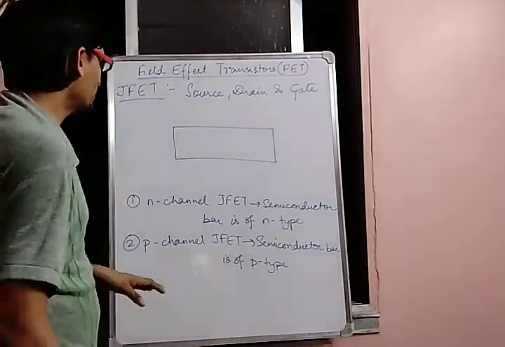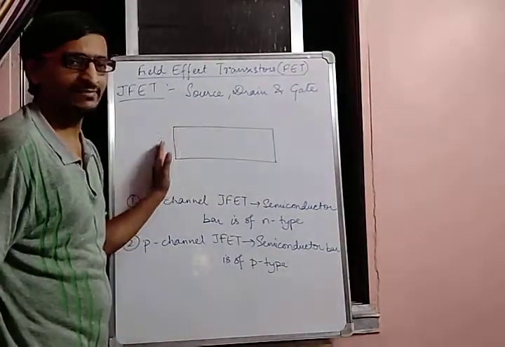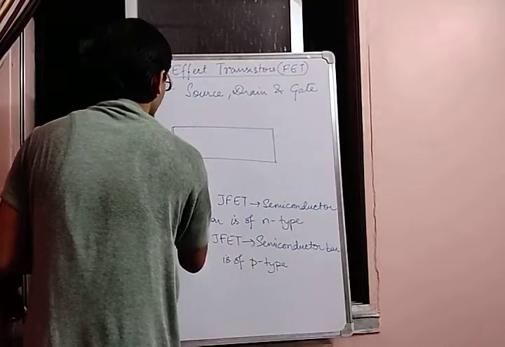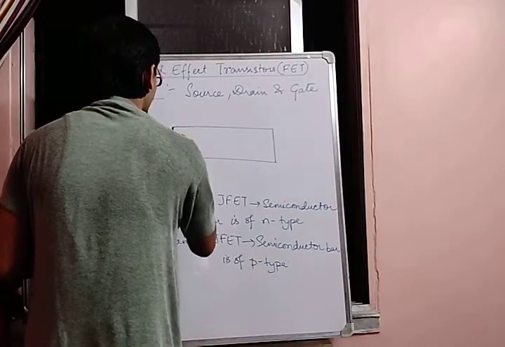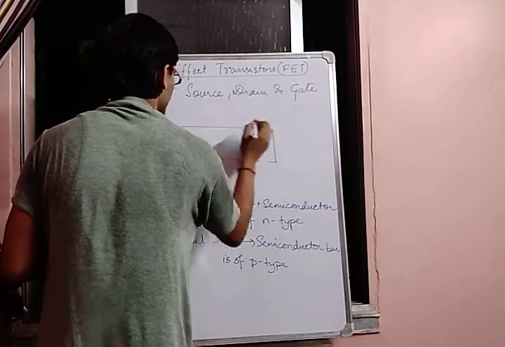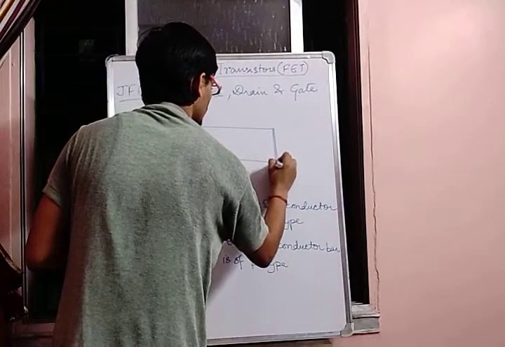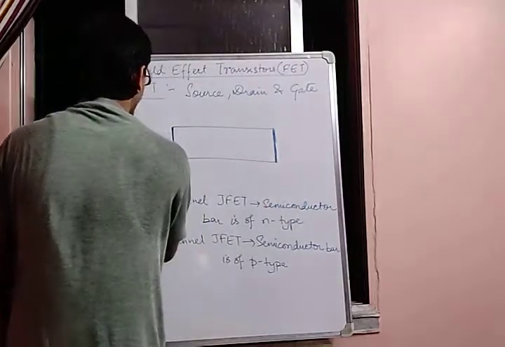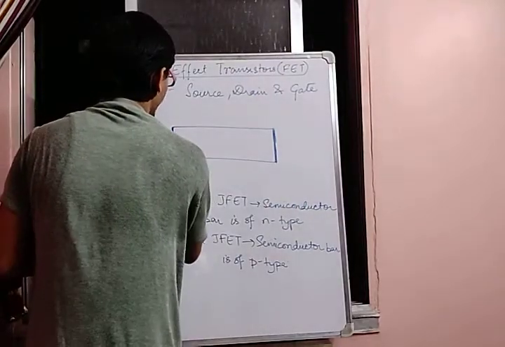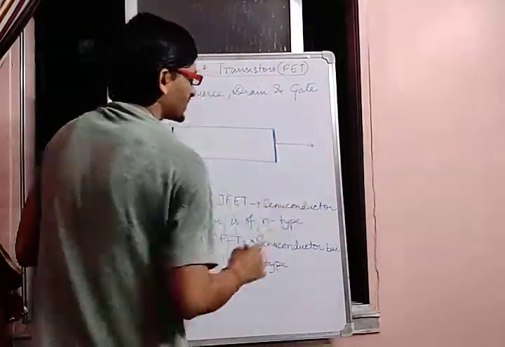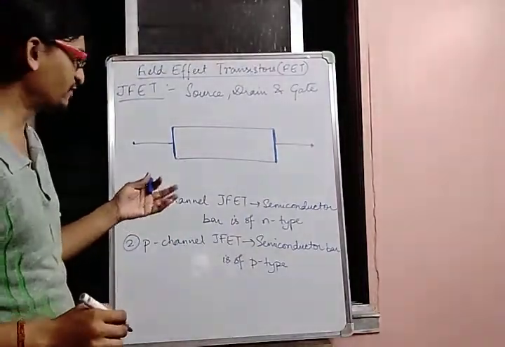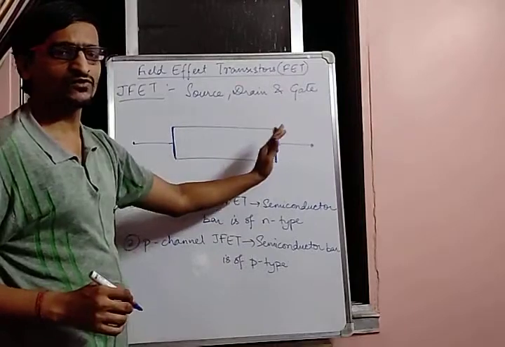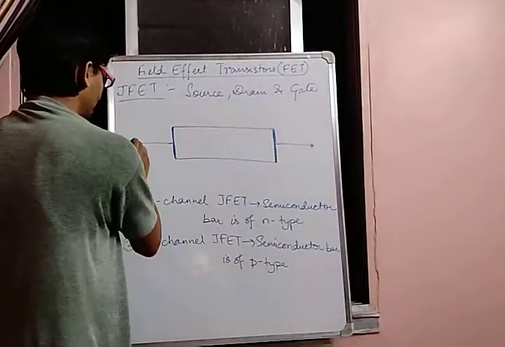So basically your JFET consists of a semiconductor bar, either it can be of N type or P type. The two ends of the semiconductor bar consist of some metallic contacts, so that through these terminals it can be connected to some external voltage source through some wires.